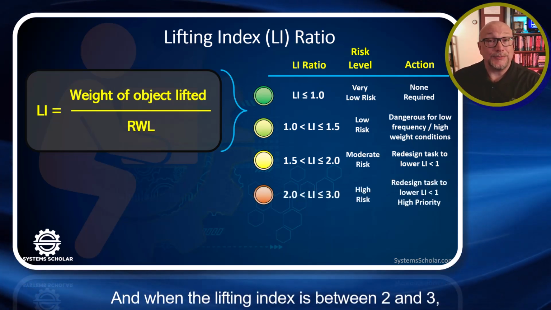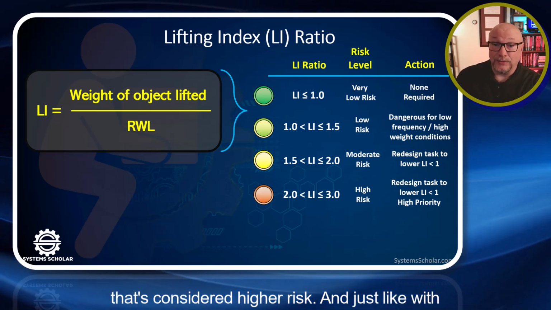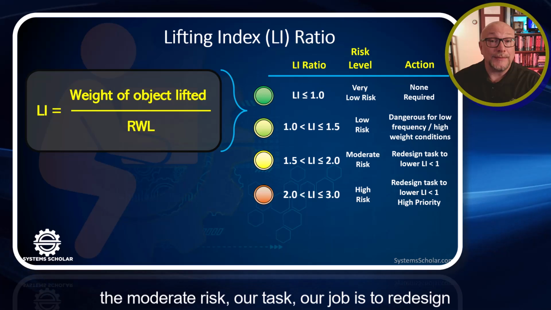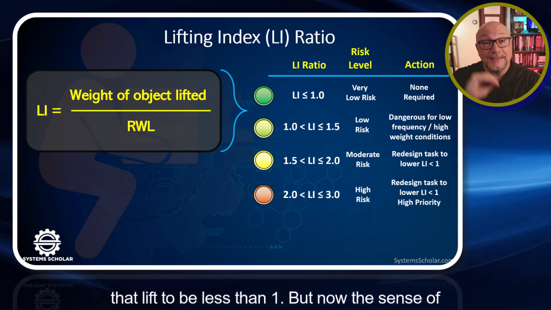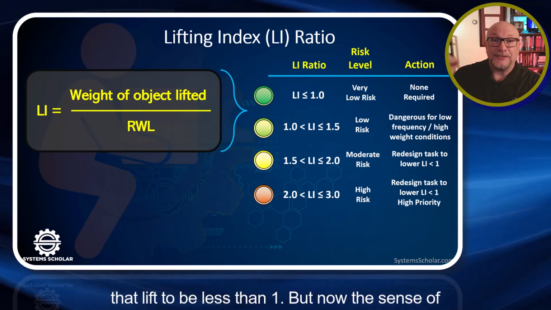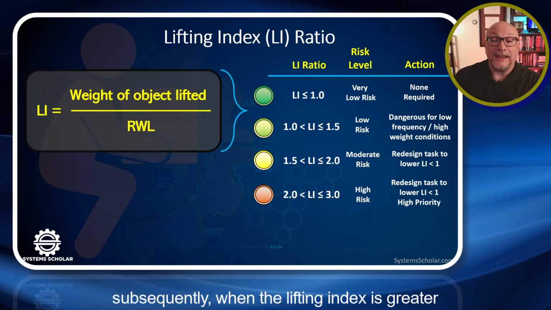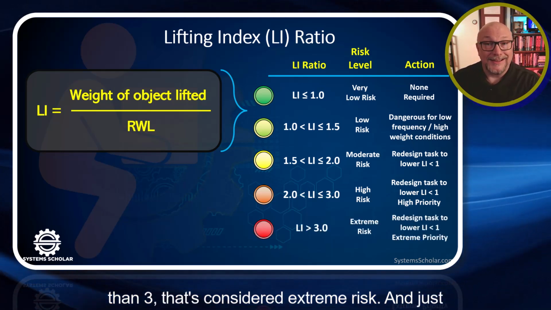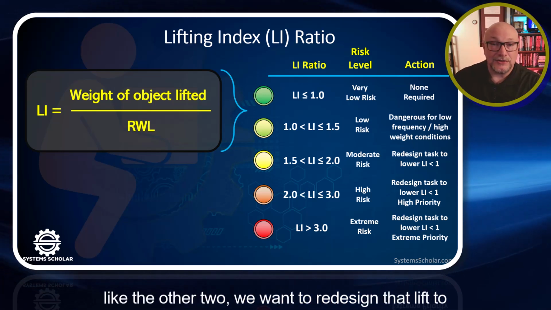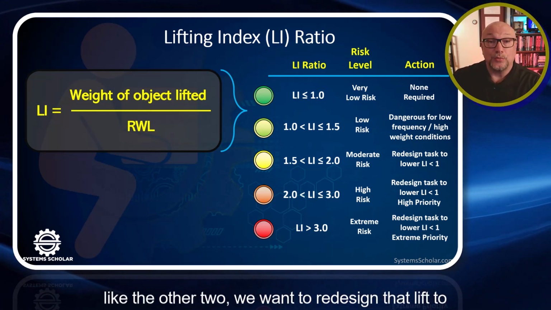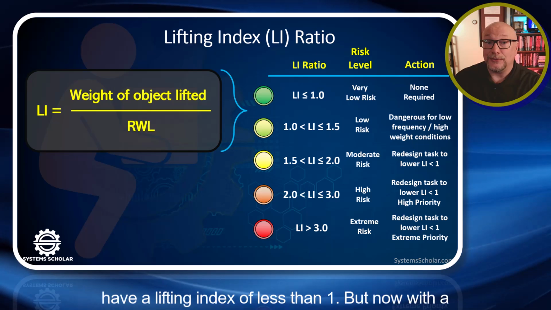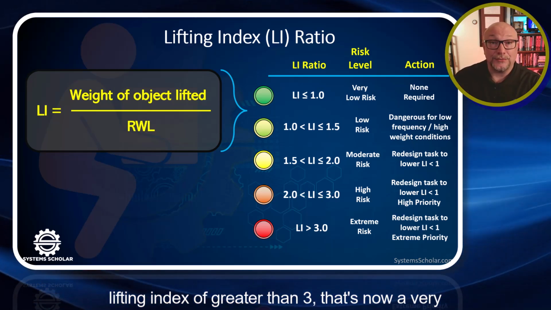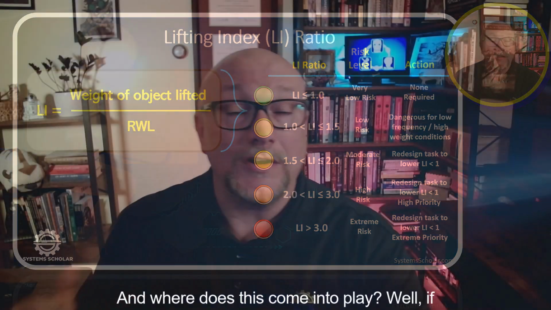And when the lifting index is between 2 and 3, that's considered higher risk. And just like with the moderate risk, our job is to redesign that lift to be less than 1, but now the sense of urgency, the priority, is higher. And subsequently, when the lifting index is greater than 3, that's considered extreme risk. And just like the other two, we want to redesign that lift to have a lifting index of less than 1, but now with a lifting index of greater than 3, that's a very high priority.